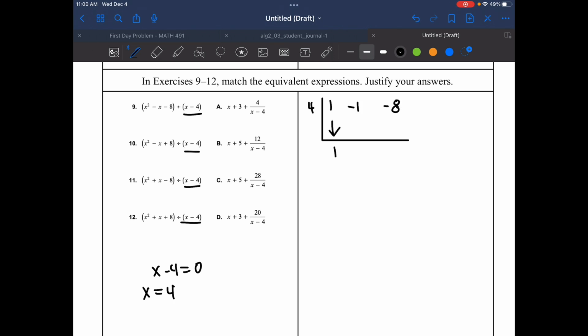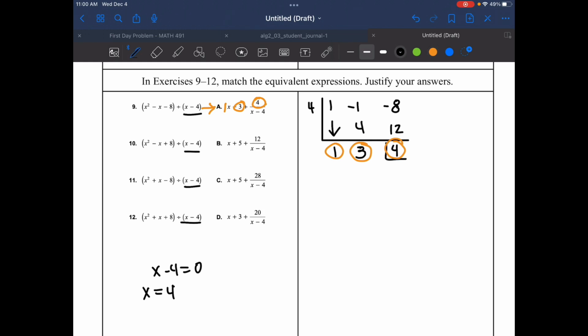I'm going to drop the 1 down. 4 times 1 is 4, and this is going to leave me with a 3, then 12 and a remainder of 4. Well, remainder of 4 would be this one, right? Because this has your 4 remainder, okay? And then we also have the coefficients 1 and the constant term 3. So 1 and 3. Okay, so 9 goes to A.